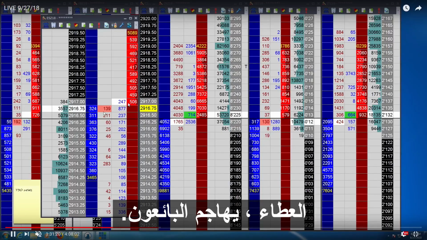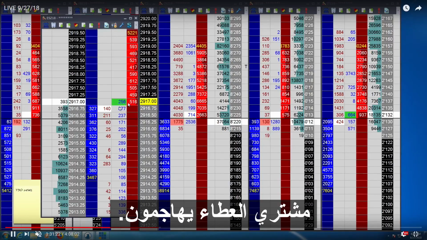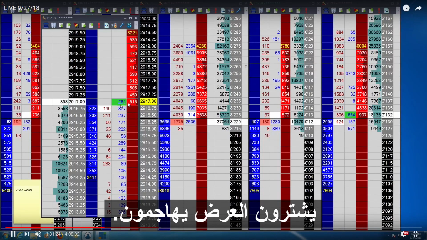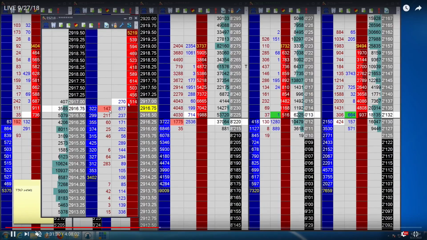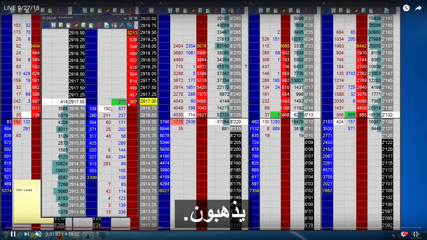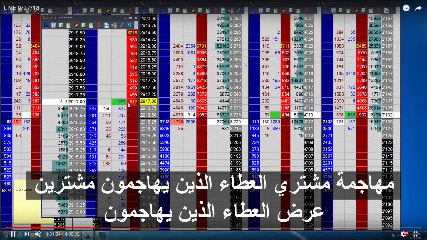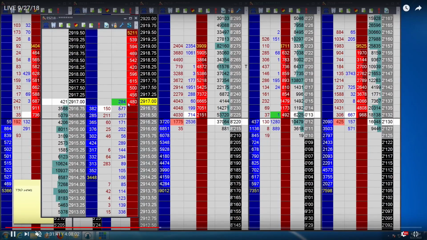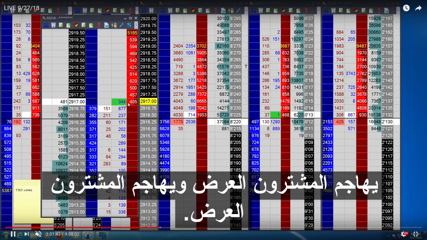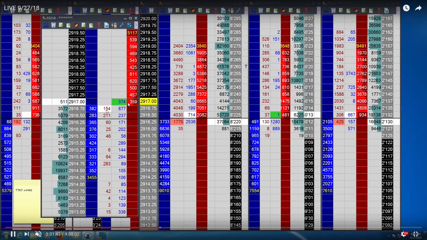Sellers are attacking the bid. Buyers are attacking the offer. Sellers are attacking the bid. Sellers are not attacking the bid. There they go, attacking the bid. Buyers attacking the offer, buyers attacking the offer. Watching here in the green.